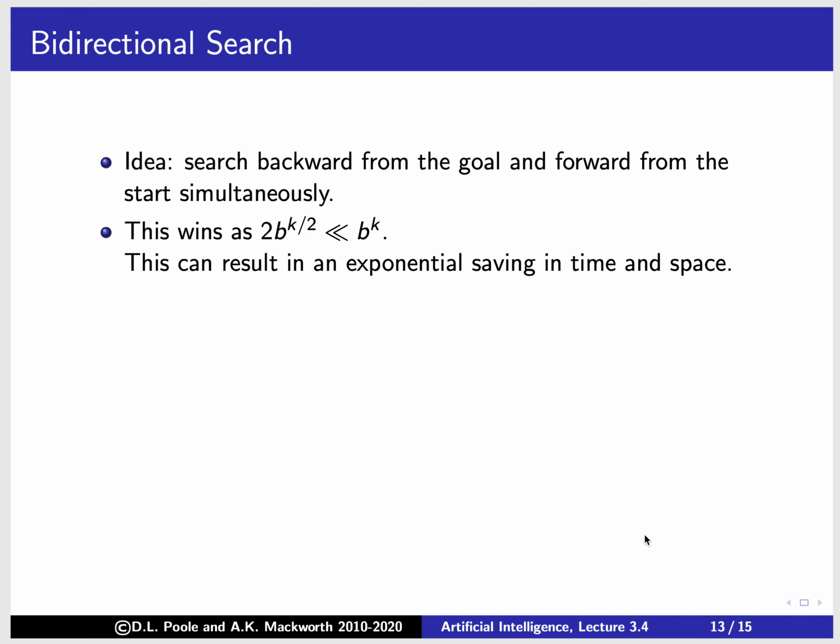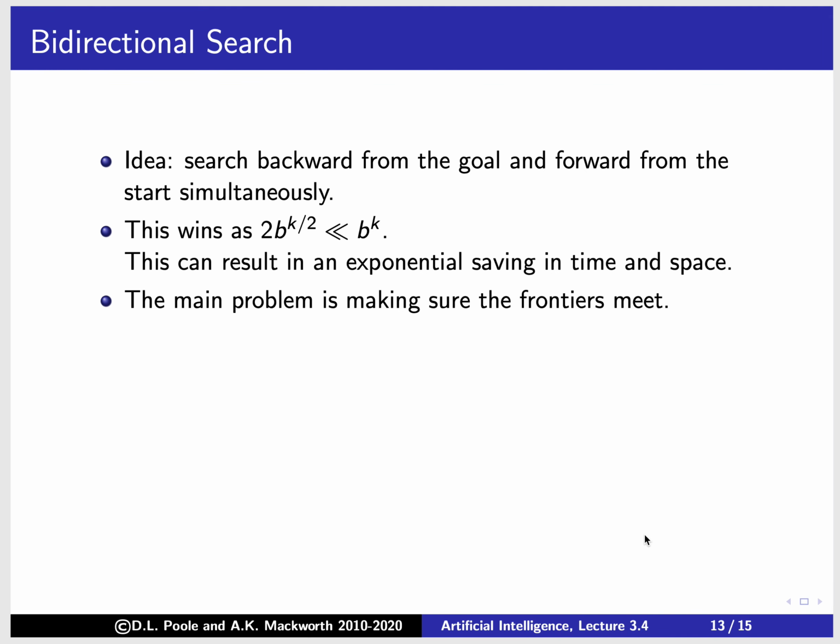So the difference between these is b to the k on 2. So that's an exponential saving. So this often works. So bidirectional search is a good idea if we can do it. However, the main problem is making sure the frontiers meet. If you can imagine two depth-first searches, it's quite possible they just pass each other and never meet. So we have to make sure in a bidirectional search that the frontiers meet.